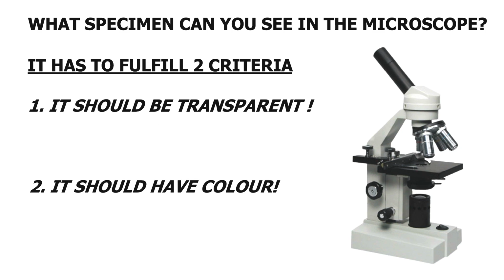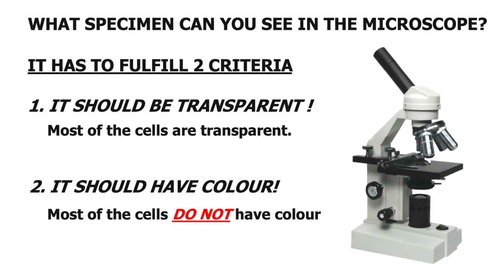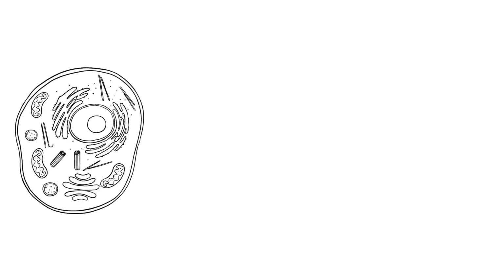Now the first criterion, that it should be transparent, is easy to fulfill simply because most of the cells are so small that they are transparent. They will allow light to pass. However, the second point, that it should have color, is something we need to take under consideration, because most of the cells do not have color. Most of the cells which you would want to place here do not have color. So now what do you do if you want to see something under the microscope? Let's say that here is the specimen of your cell which you wish to see under the microscope. You know it is transparent, but now you have decided that you need to color it, otherwise you will not be able to see it under the microscope.